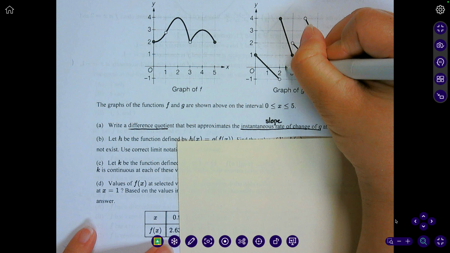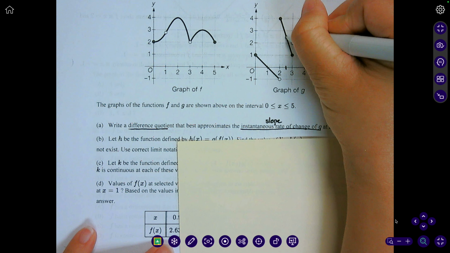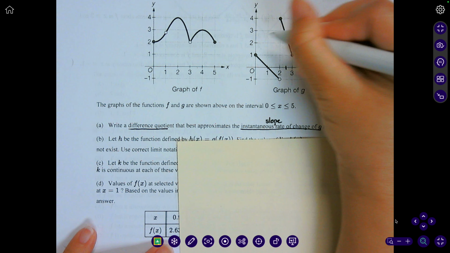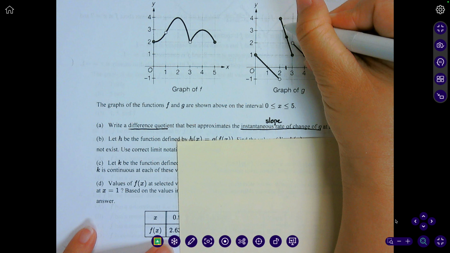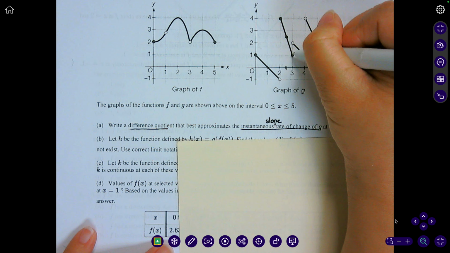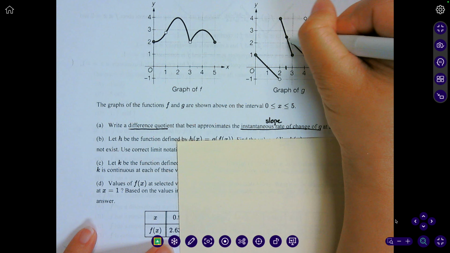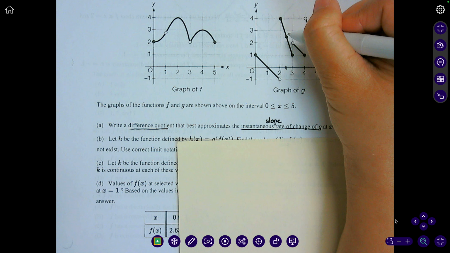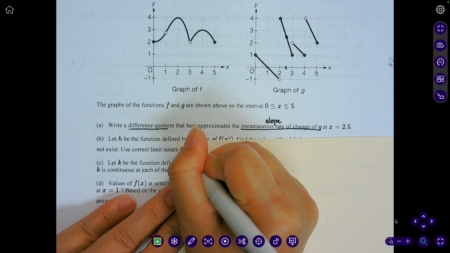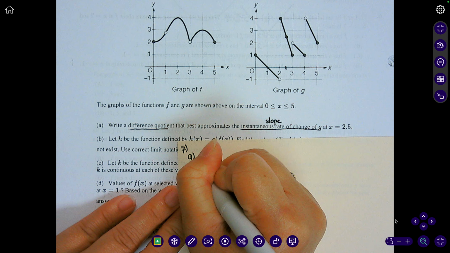2.5 is right here. I'm not looking for the y value. I'm looking for the rate of change, which is the slope. So to find that, I'm going to pick 2 points that 2.5 is in between. You guys recall that? And then find the slope. So for part A, this is part A.